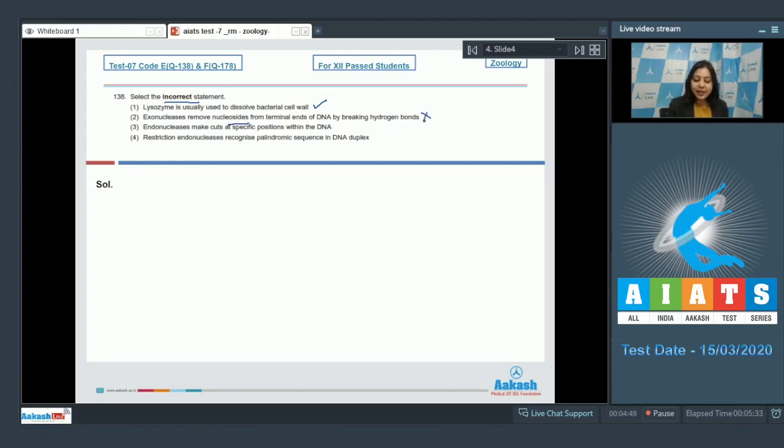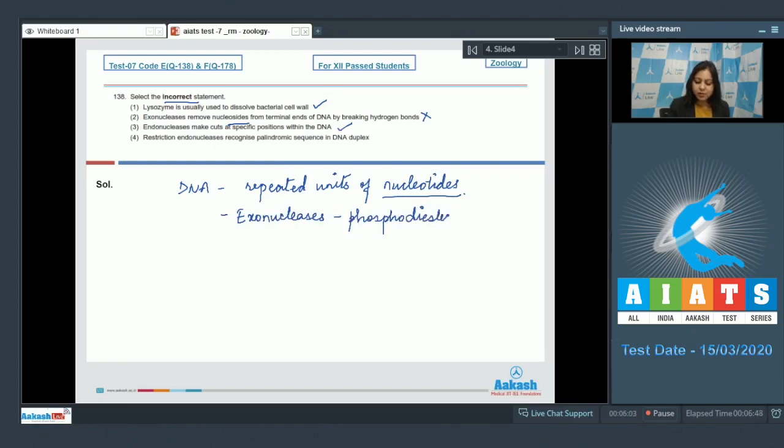This is an incorrect statement, as DNA is made up of repeated units of nucleotides. Thus, nucleosides is incorrect. And exonucleases break phosphodiester bonds and not hydrogen bonds. So, this is incorrect. Number 3. Endonucleases make cuts at specific positions within the DNA. This is a correct statement.